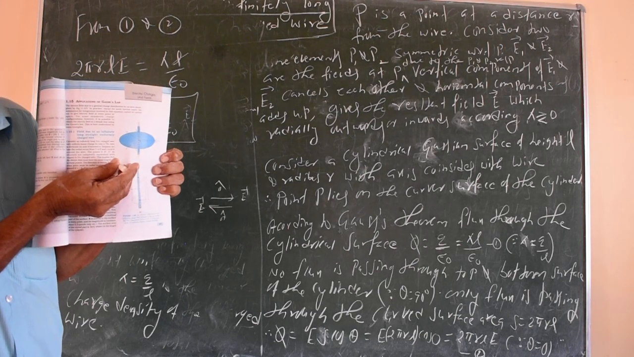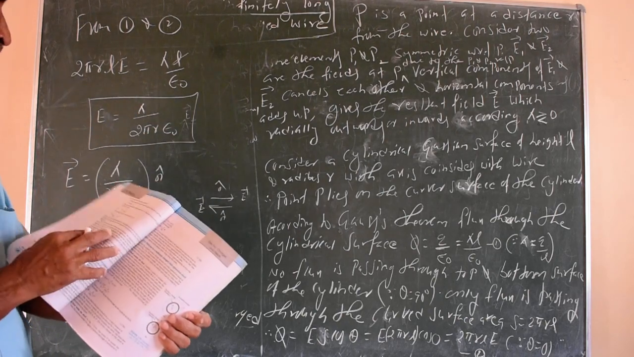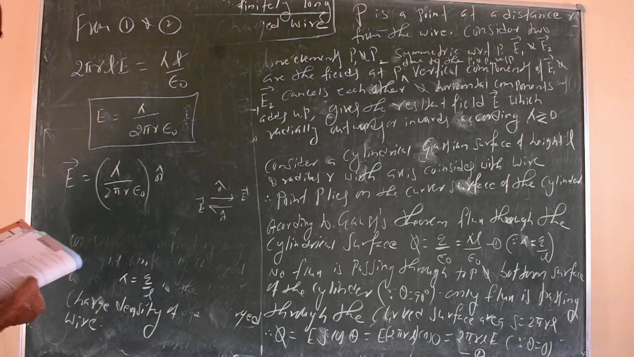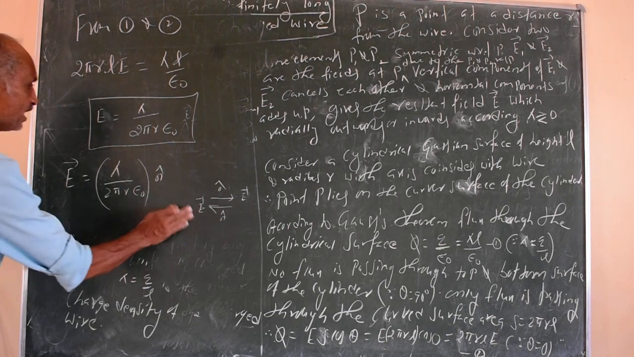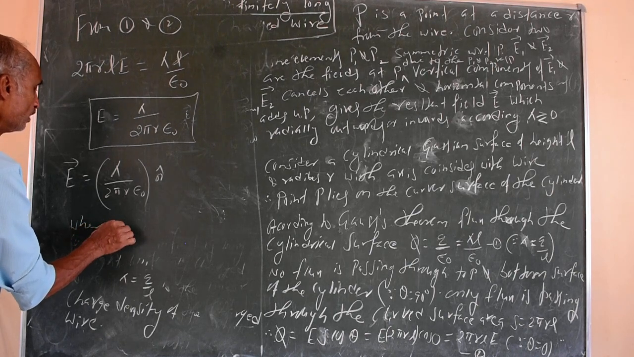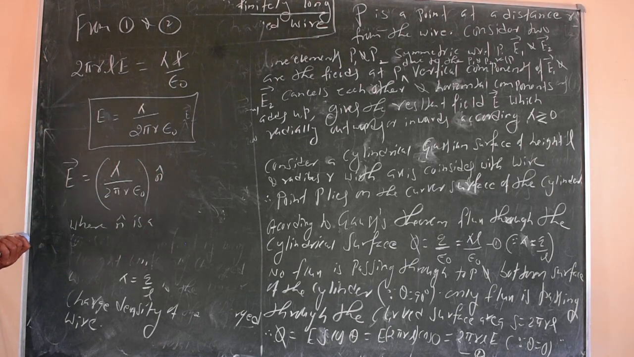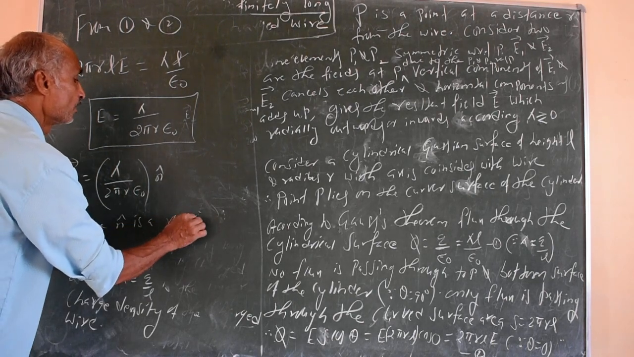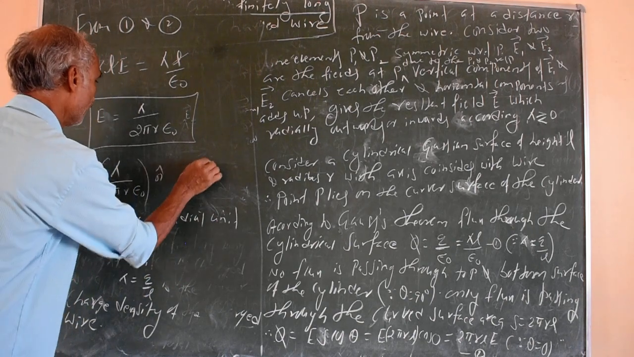N cap is perpendicular to the curved surface, where n cap is the radial unit vector. This is the end of the derivation.